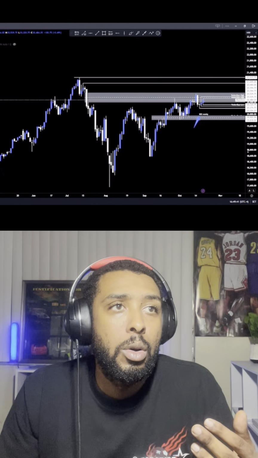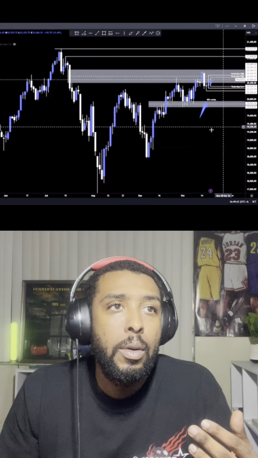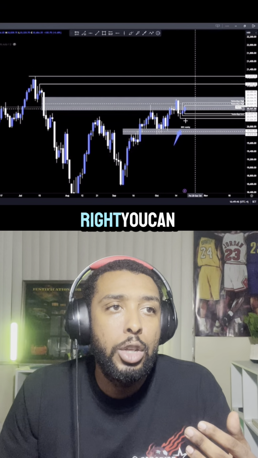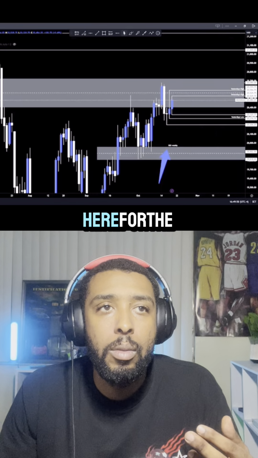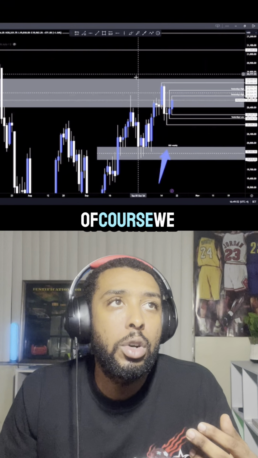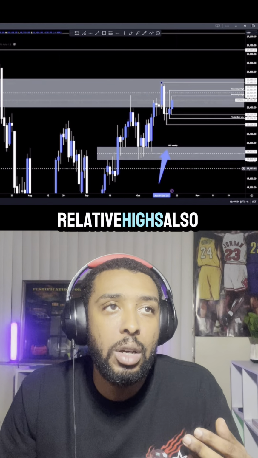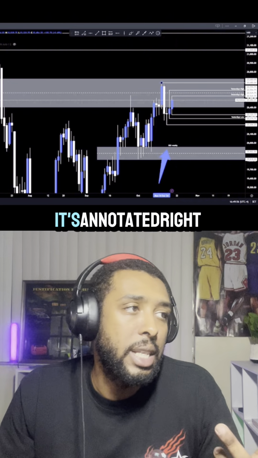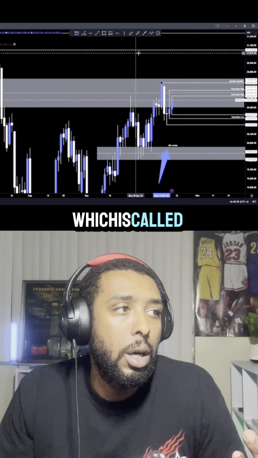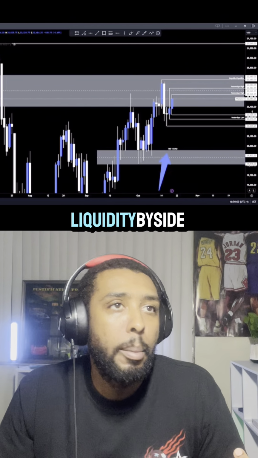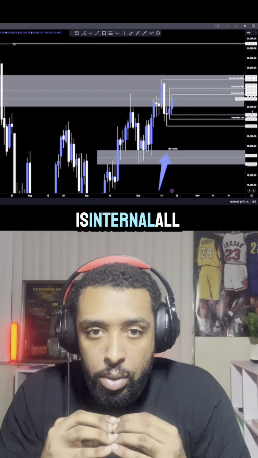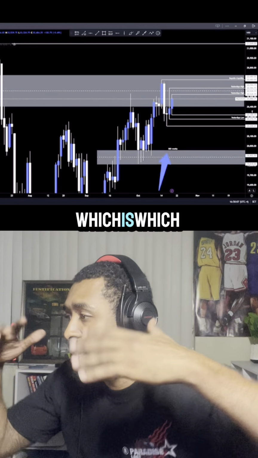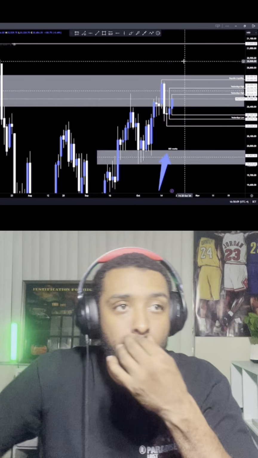Right? We got all our levels on the higher time frame. So now, right? You can still draw other zones, but you just want to stay right here for the moment, right? Of course, we have these highs. We have these relative highs also, right? Let me annotate it right quick, which is called buy side liquidity, right? This is all on the external. None of this is internal. All this is external, which means it's on a higher time frame.